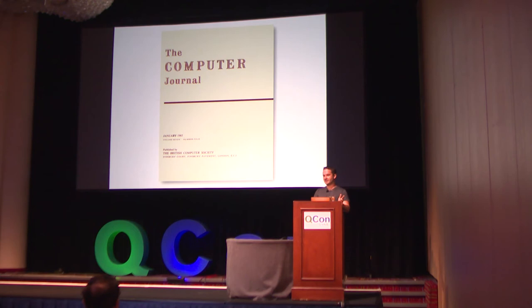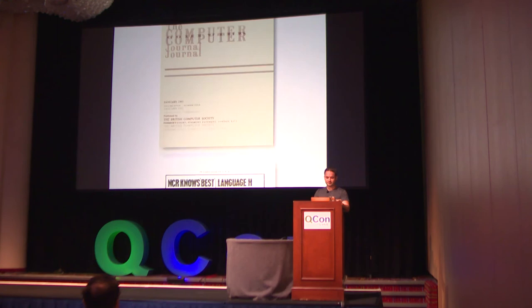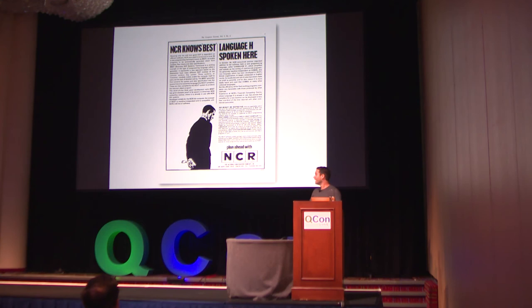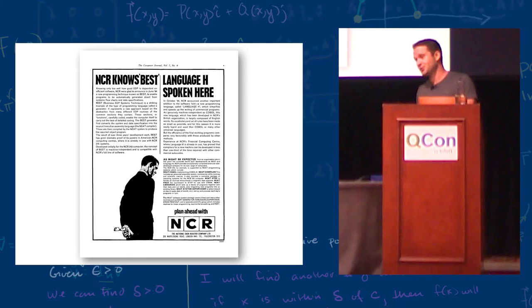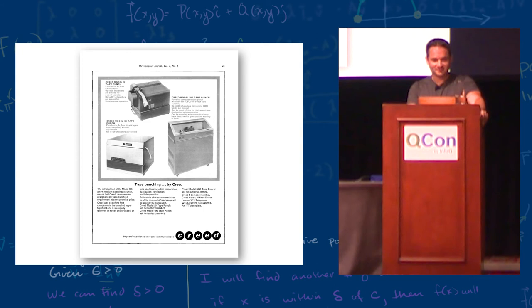Here's the cover. It's beautiful. This is the British Computer Society was the publisher. It's great because the ads are in here. So that's where I want to start because it's fun. There was an ad from National Cash Registers for their new language H, which they claimed was as genuinely machine independent as COBOL. Unfortunately, their advertising budget wasn't enough. The language failed. It's not even listed on the Wikipedia page of all programming languages ever. So, sad. You got your tape punch machines.